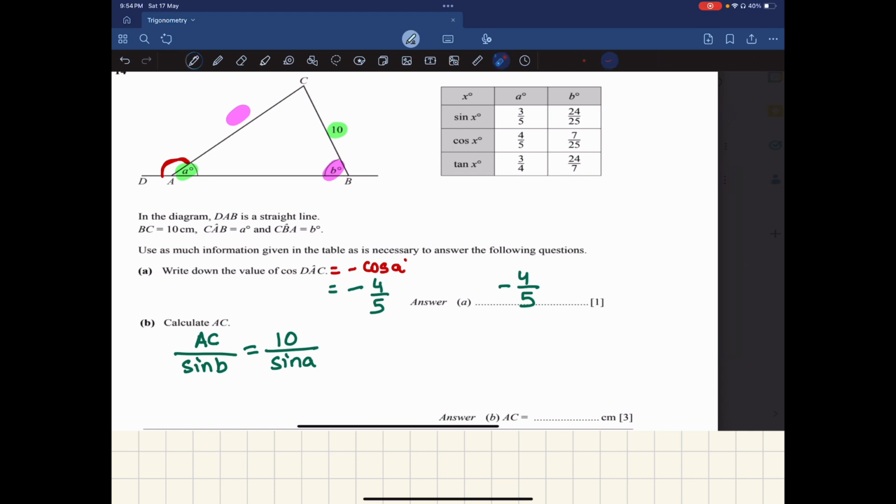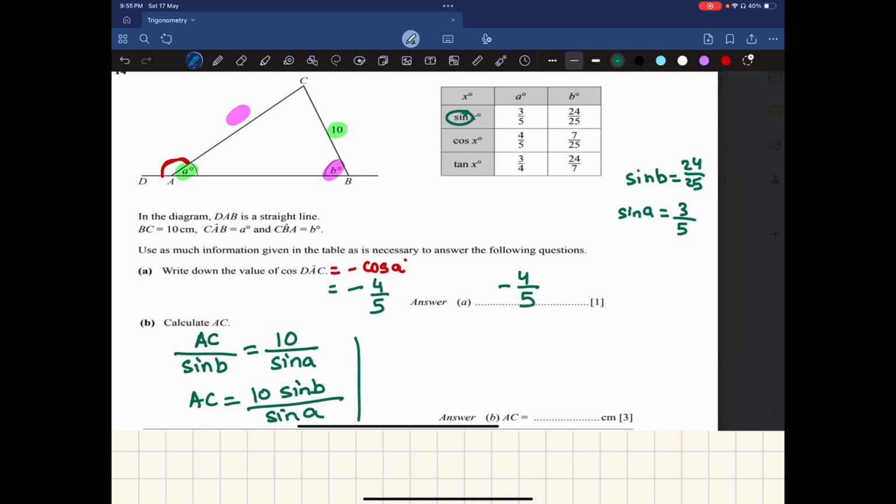Now let's utilize the values. Sine of A is 3 over 5. Let's first make AC the subject, okay? So AC is equal to 10 into sine of B divided by sine of A. Let's write down the values. Sine of B is 24 over 25. What is sine of A? Sine of A is 3 over 5. Okay, so let's find the value of AC.